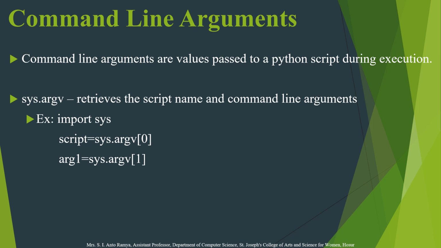The example: import sys, script = sys.argv[0]. So whatever value you are passing in the 0th position is going to be stored here in the variable called script. Then the next value that you pass in position 1 will be stored as argument1.